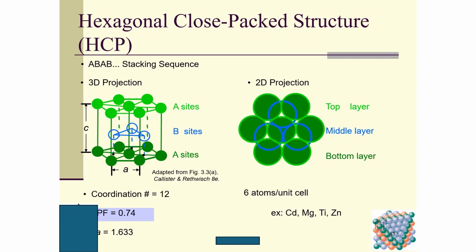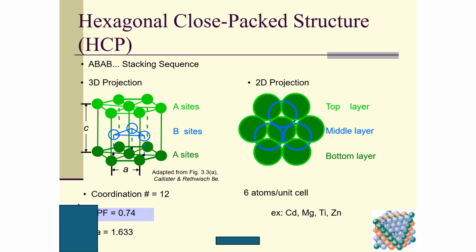Okay, so you can see layers A and B in the stacking sequence, layer by layer by layer. This is a 3D projection. Here are the A sides, and these are the B sides. This is repetitive. This is a 2D projection.